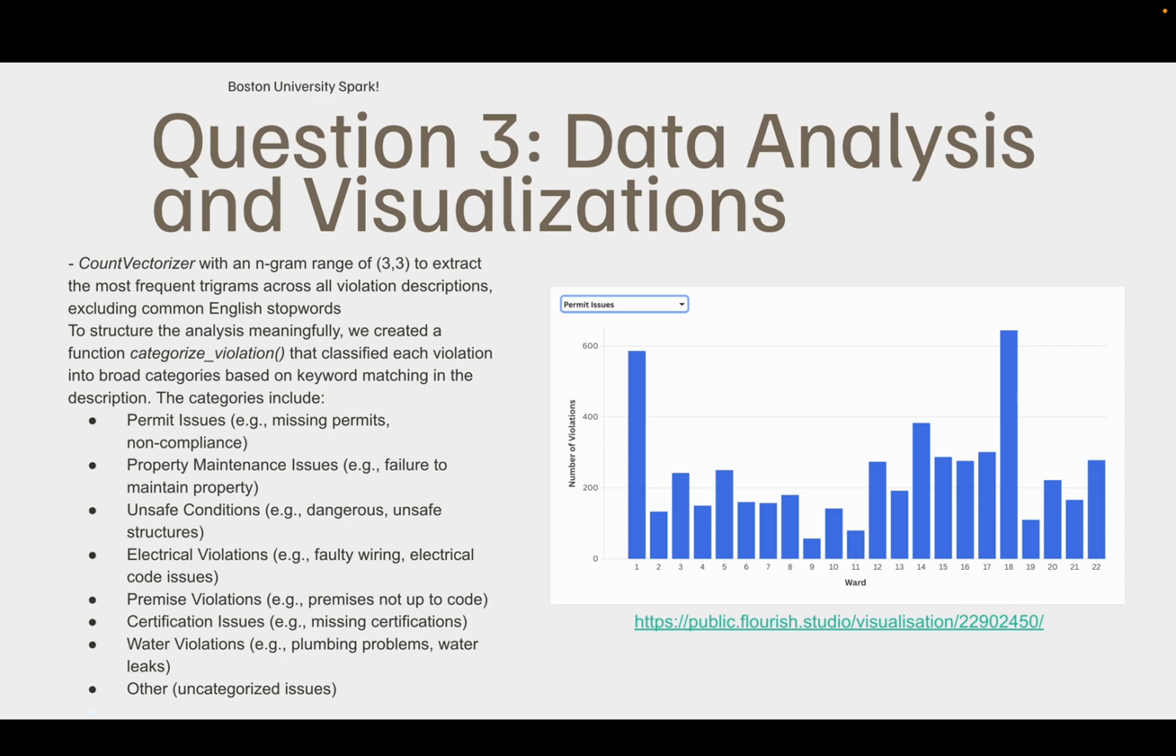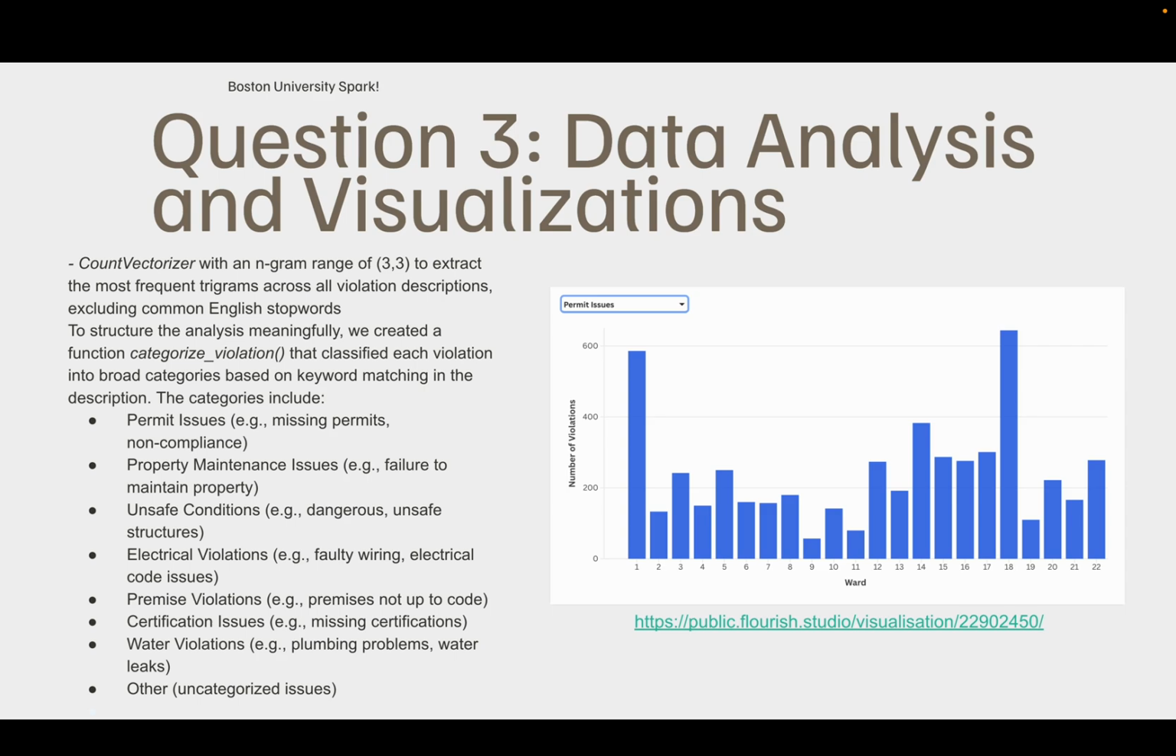First, we removed rows with missing violation descriptions and standardized the ward entries. Next, we grouped the data by violation category and ward, which allowed us to see the number of violations per category across the city. Then we used a trigram model with Count Vectorizer to extract the 50 most frequent 3-word phrases. These trigrams helped us to understand common patterns in violations that are reported.